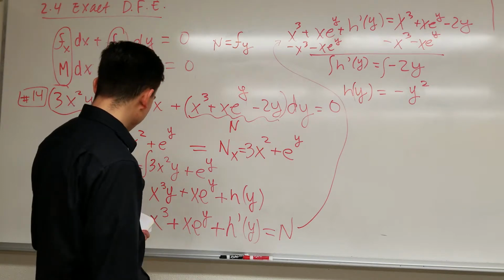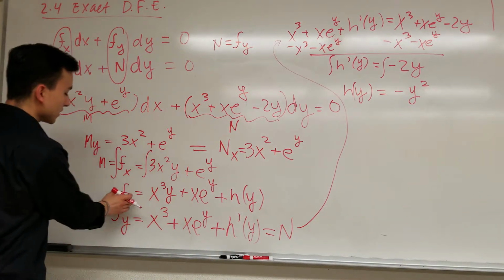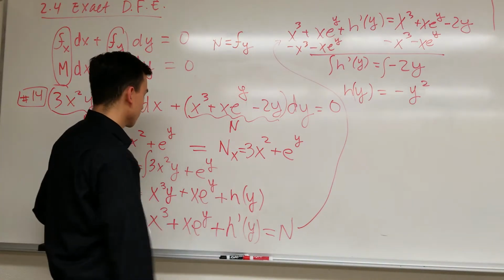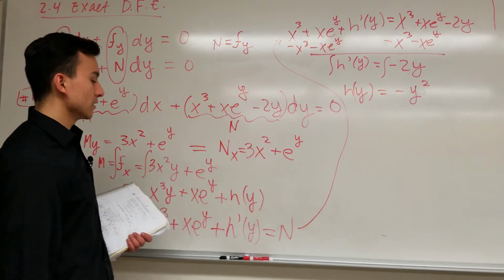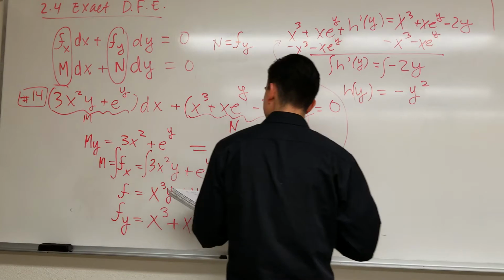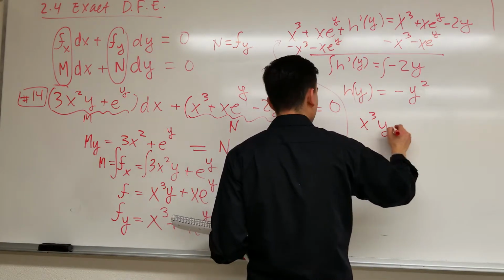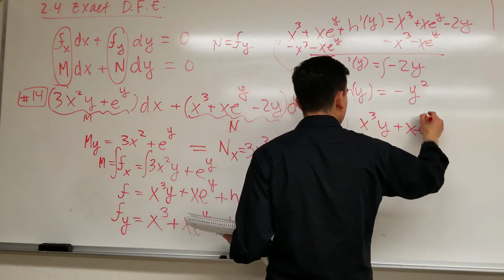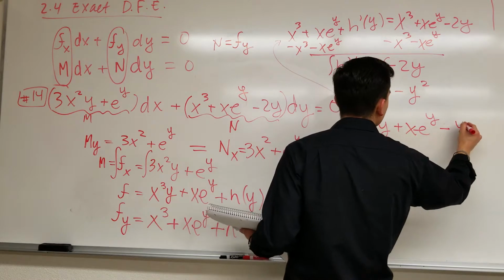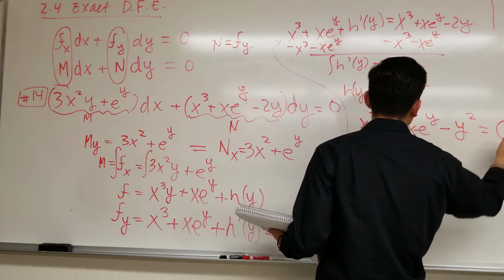Well, what does that mean? Well, that means we're going to take this equation, this little f, because that's the one that has this unknown constant. Now we're just going to plug in the now known constant. So we have x^3 y + x e^y - y^2, and this is going to be equal to C.